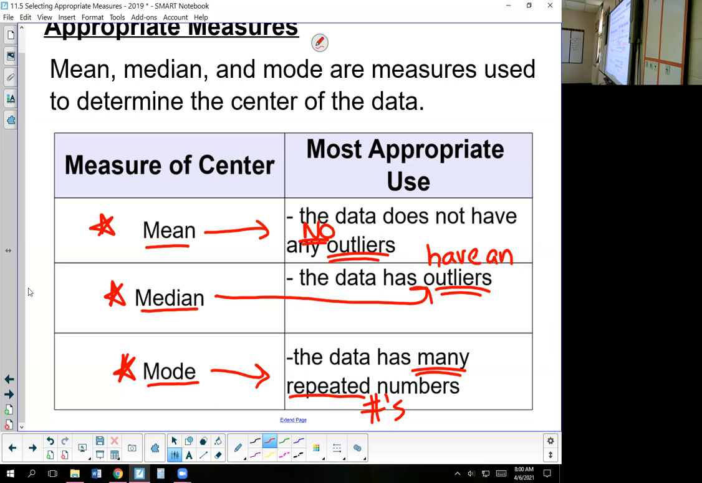Okay, so that's the main meat and potatoes there. If I have an outlier, I go with median, the middle number. If I don't, I go with mean. But if I have repeating numbers, I can also choose mode, if I have a lot of them. All right. Any questions there?